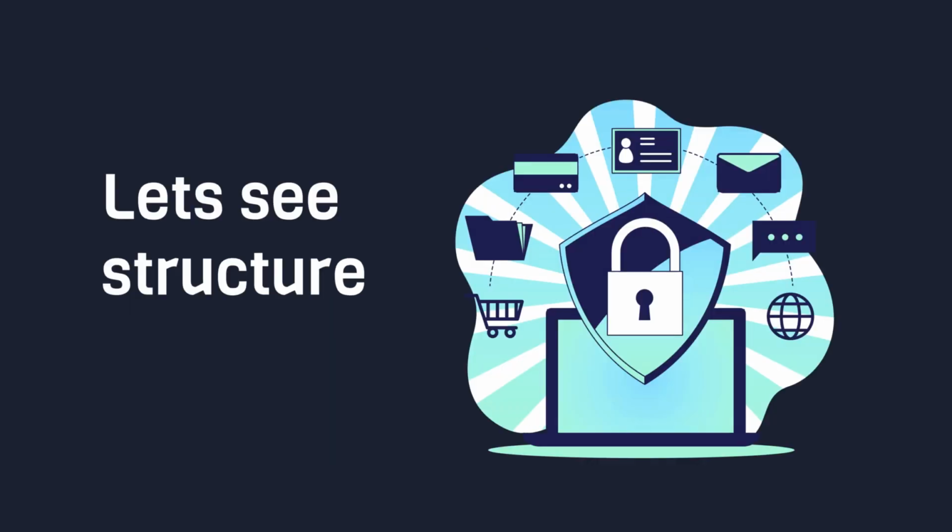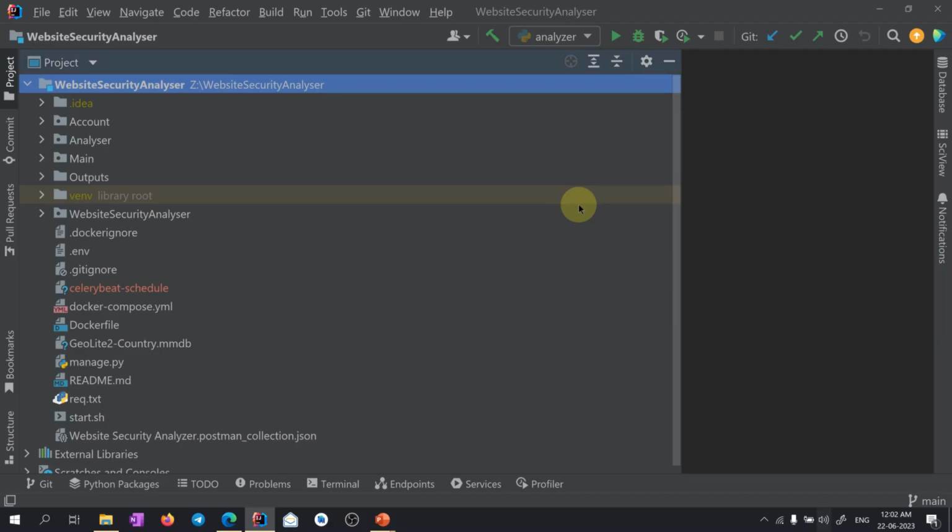Now, let's talk about the project structure for our website security analyzer. It is essential to have a well-organized and modular structure to ensure scalability and maintainability. So here is a breakdown of key components. For the sake of the video, I have zoomed in my IDE. First of all, we are going to have the main directory, which will contain all sub applications. So you can see here account, analyzer, main, output, and all these are the subdirectories of our project.